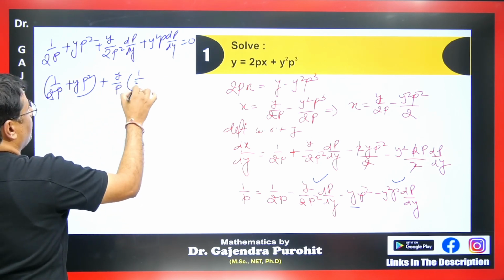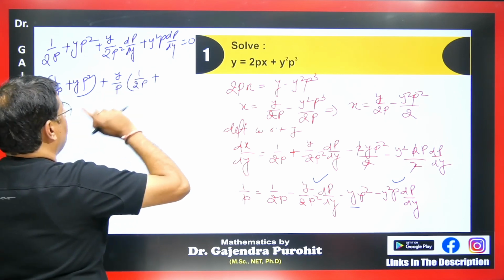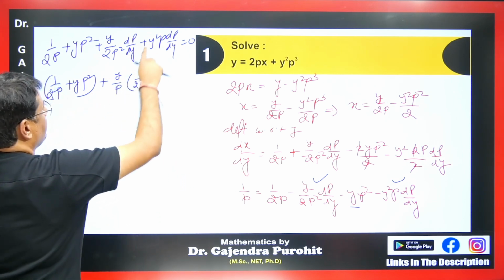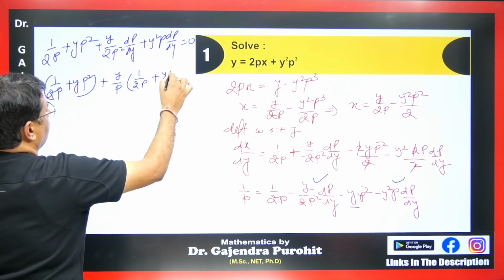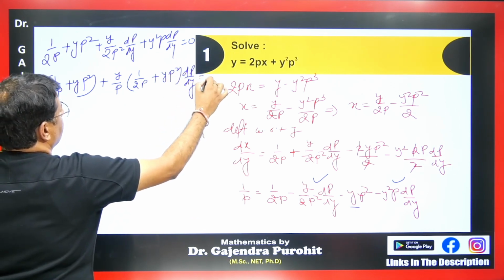We will get 1 upon 2p here plus, since we have taken y common and 1 upon p common, and since we have taken p common, it will become yp square here. Are you getting my point? And I have taken out this term dp by dy as common at the end here.